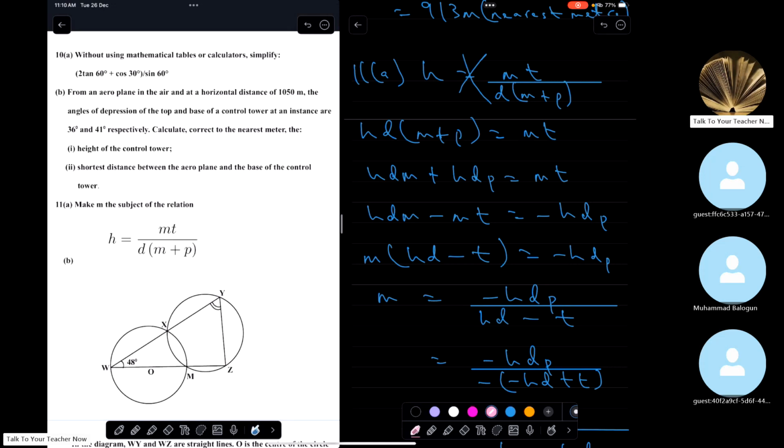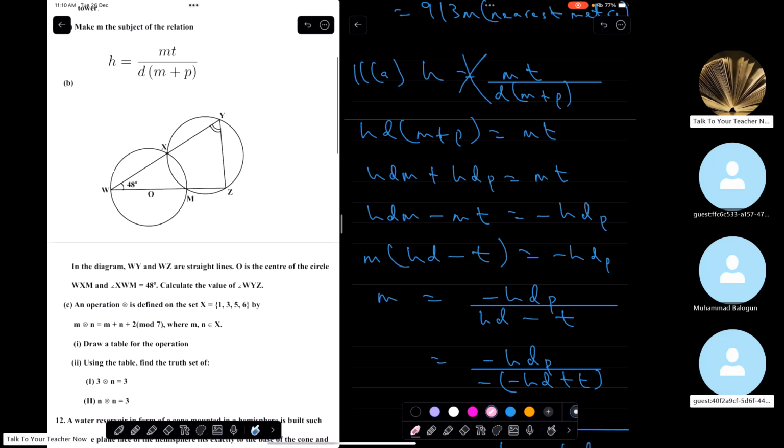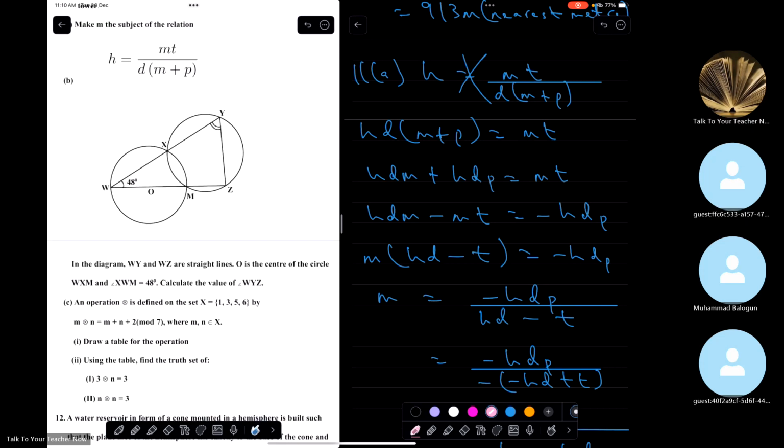So what's the next one? Read 11B to us. Question 11B. In the diagram, WY and WZ are straight lines. O is the center of the circle. Angle WXM and angle XWM equals 48 degrees. Calculate the value of angle WYZ.